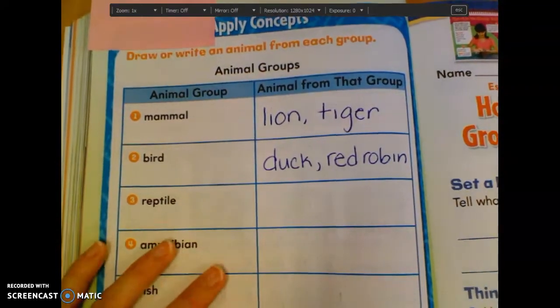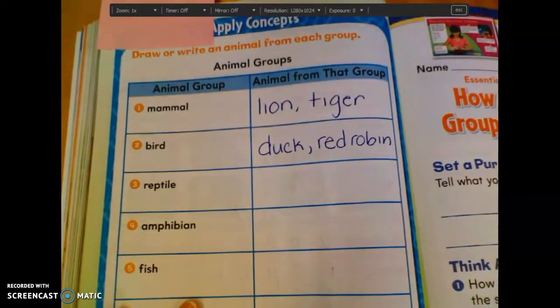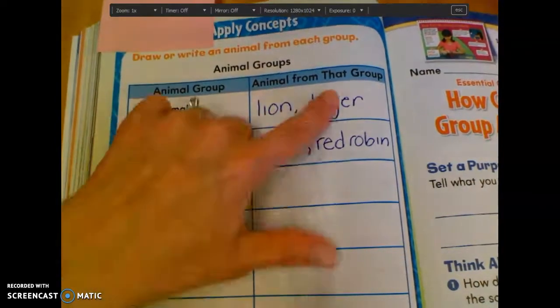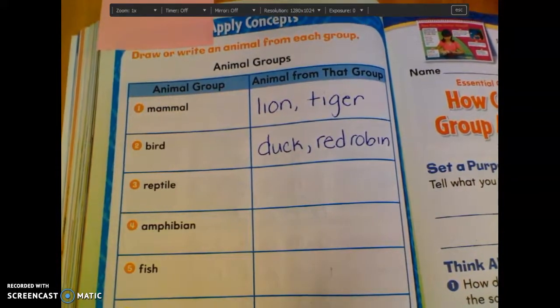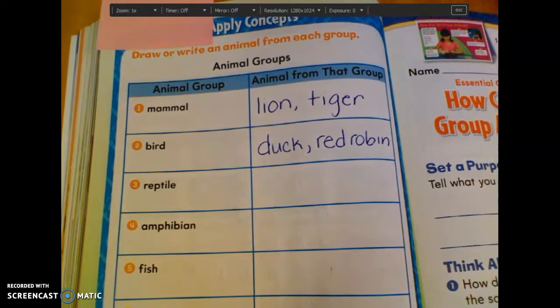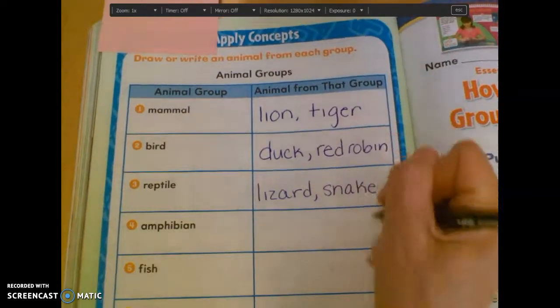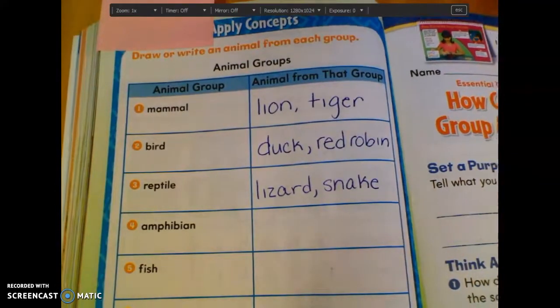What about a reptile? What kind of reptiles could we write? Isabel? Yes, if you're drawing a picture, just draw one picture. That will take long. Okay. But yes, if you want to write, you should be able to write two of those like I did. But if you're drawing a picture, yes, you may just draw one thing. What's a reptile? Christian K? A lizard. Good. What's another reptile? Jordan? A snake. Good.